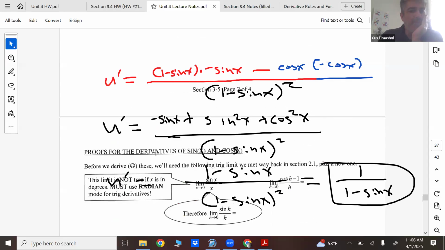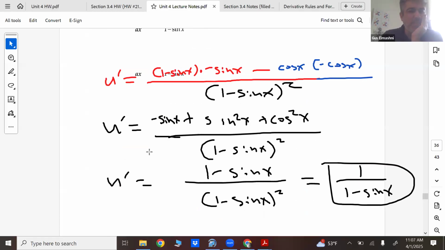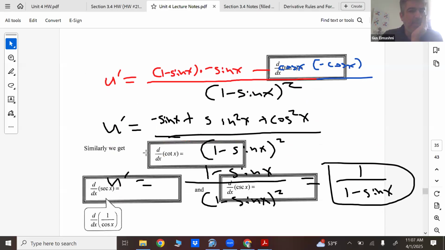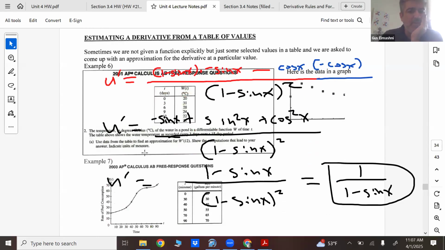Before we do the formal proofs, I do want to go back because I kind of like these problems at the end of 3-4. Let's go backwards a little bit. Sorry, guys. If we go over here.